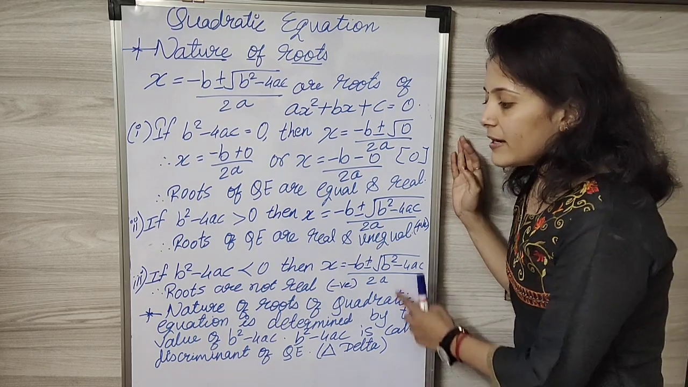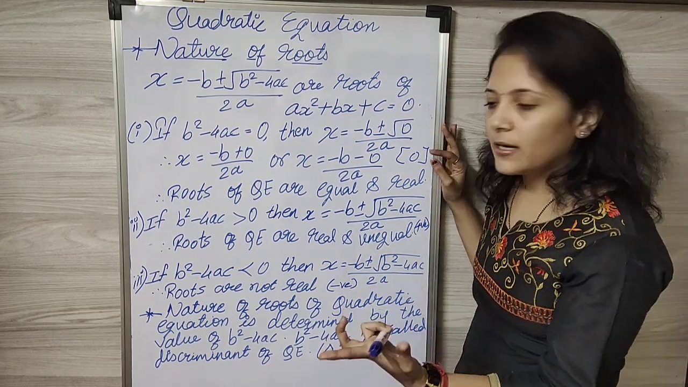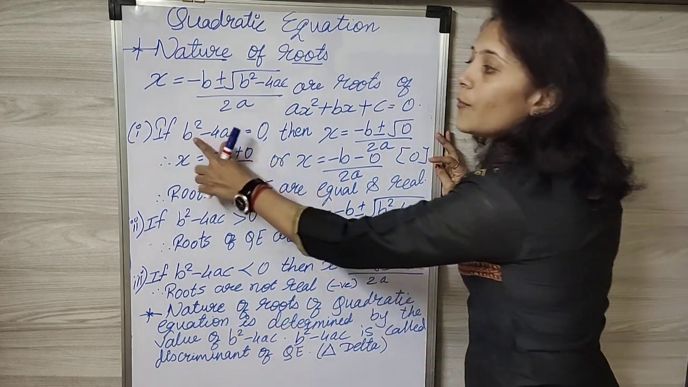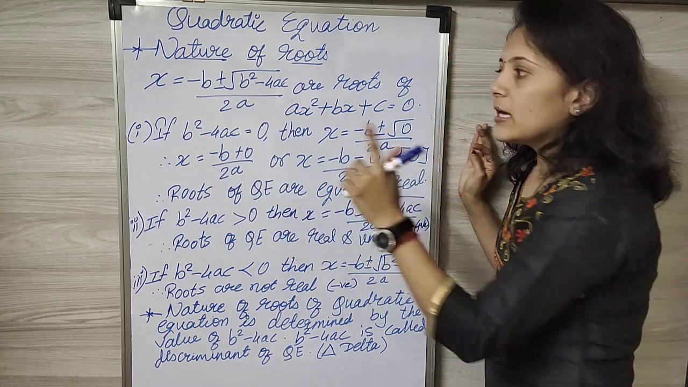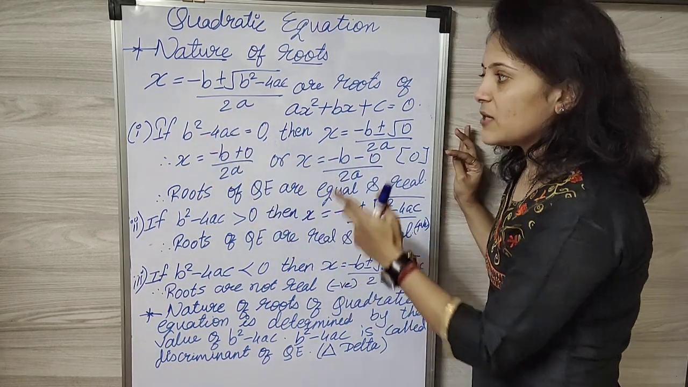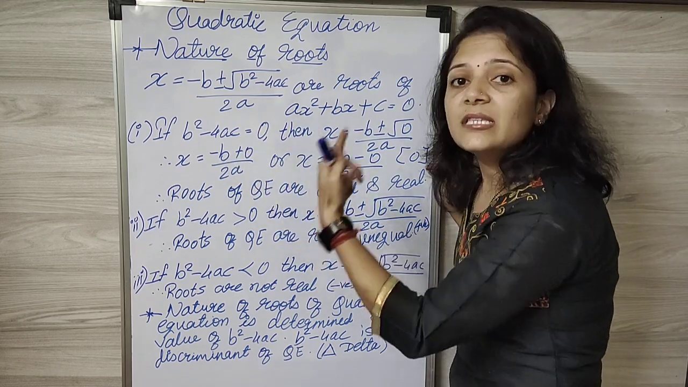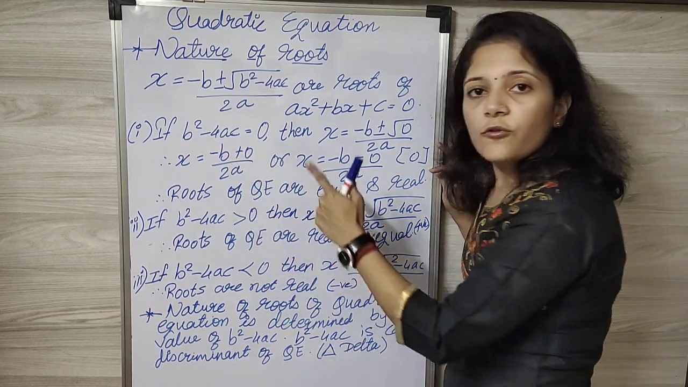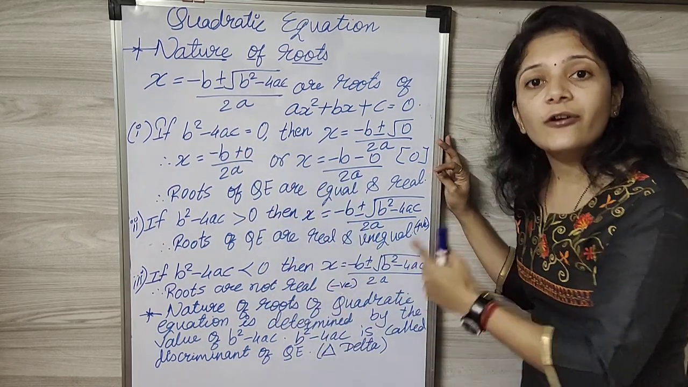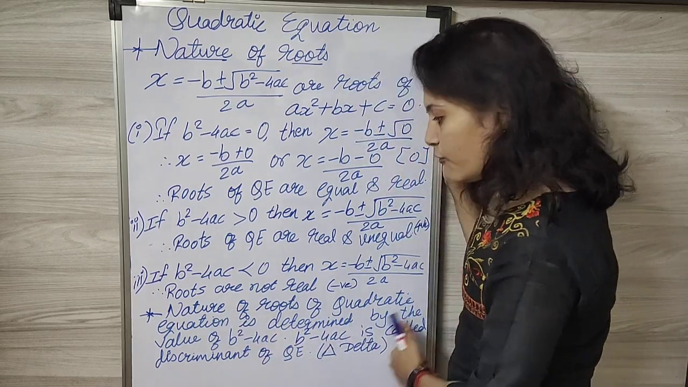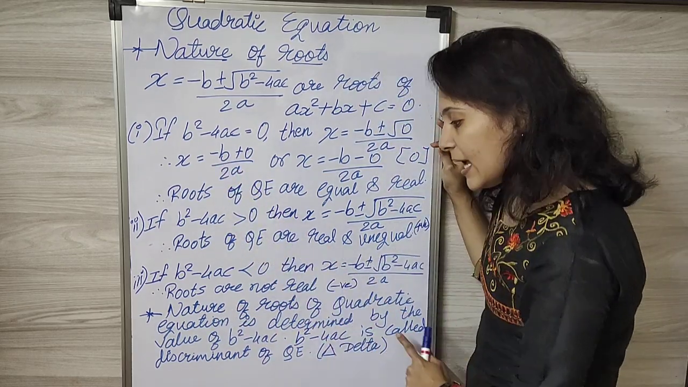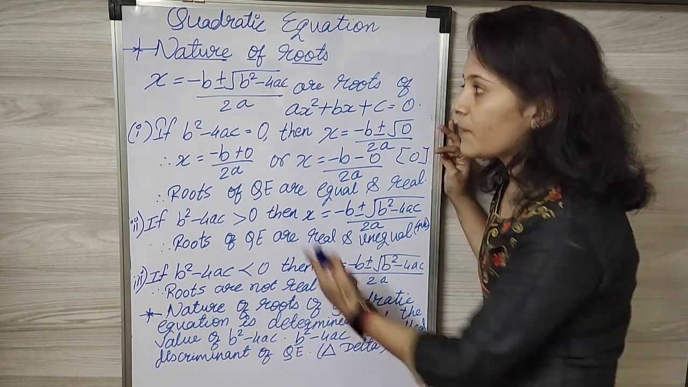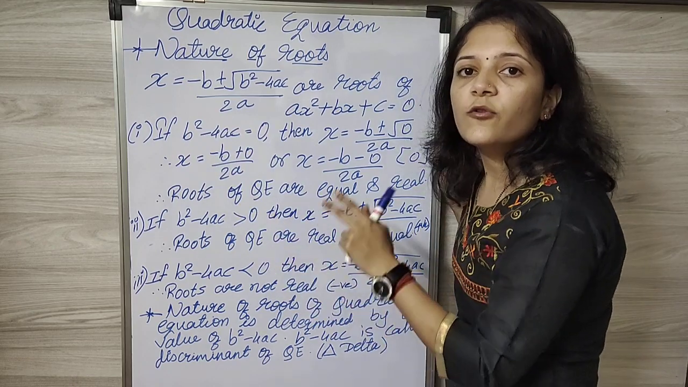On the basis of this, next is the discriminant. What is the discriminant? When the nature of roots of a quadratic equation is determined by the value b square minus 4ac, the important thing is b square minus 4ac. We have decided the roots on the basis of b square minus 4ac, and this b square minus 4ac is called the discriminant of the quadratic equation.